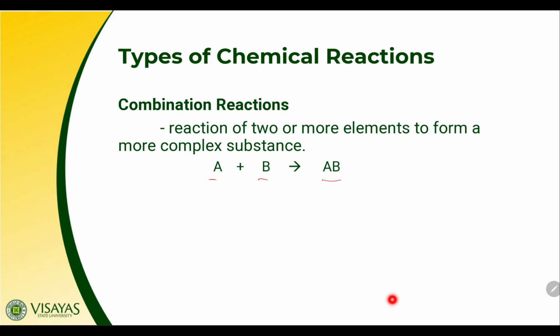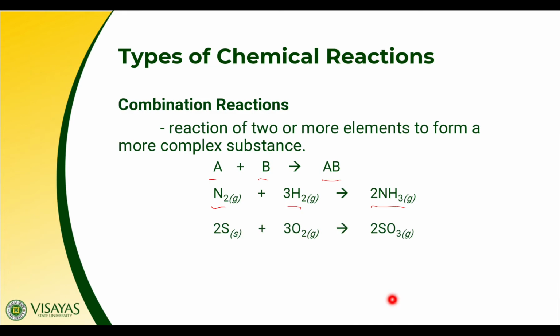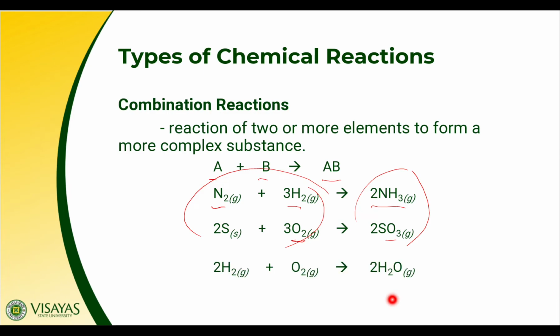Okay, that's in general. For example, here we have nitrogen and hydrogen gas. They react or combine to form ammonia, which is more complex than the starting material. Another example of combination reaction, we have sulfur reacting with oxygen to form sulfur trioxide. If you have observed, we have again 2 or more in the reactant side, and we have 1 on the product side. The reactants combine to form a more complex substance.